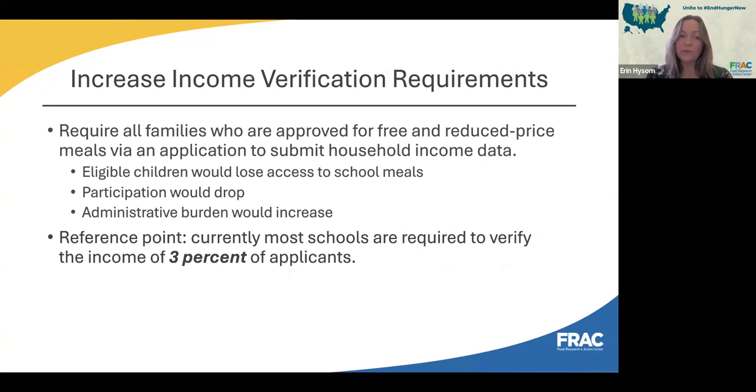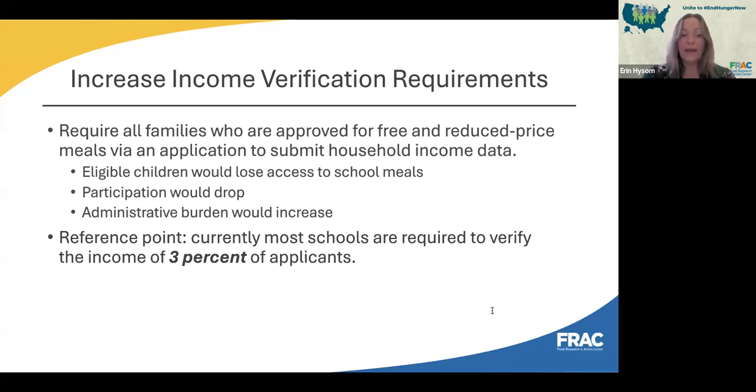Another piece of the proposal that was put forth by the House for budget reconciliation is regarding income verification requirements. And this is really in non-CEP schools. So remember, in community eligibility schools, they don't collect school meal applications. In non-CEP schools, so if the first proposal were to pass and 24,000 schools lost CEP, they would return to this traditional operation of collecting school meal applications.